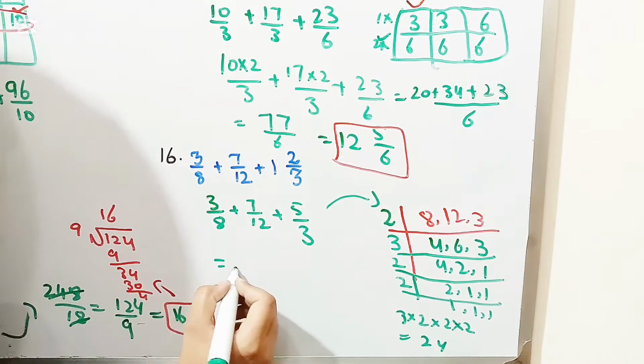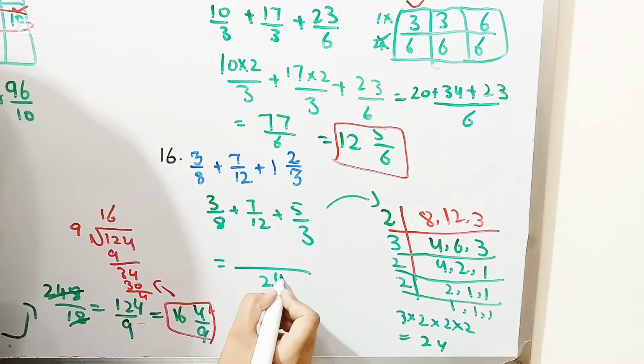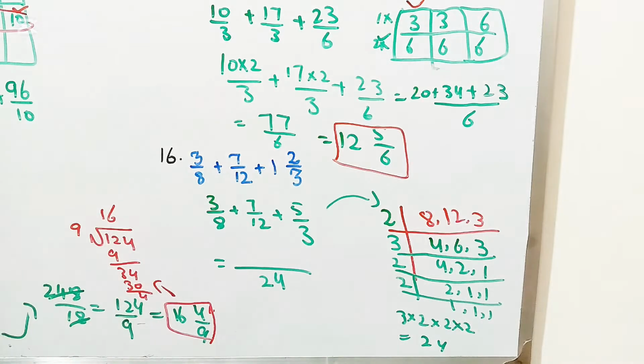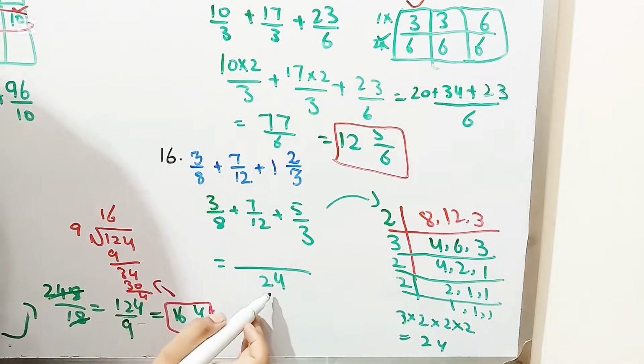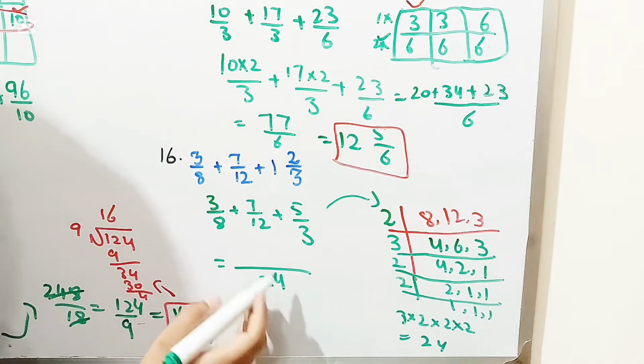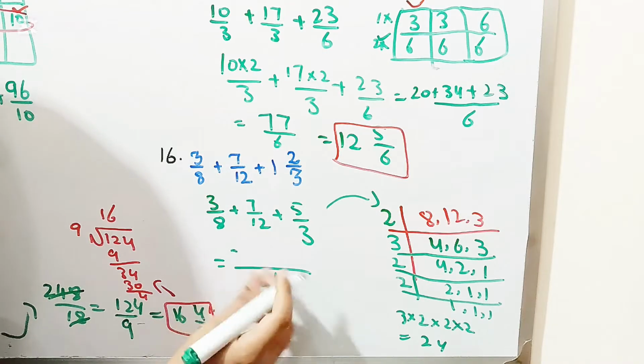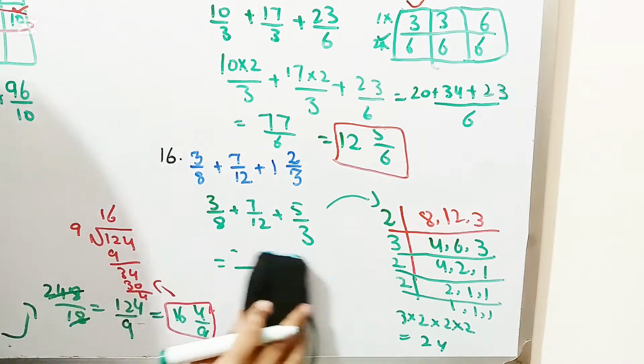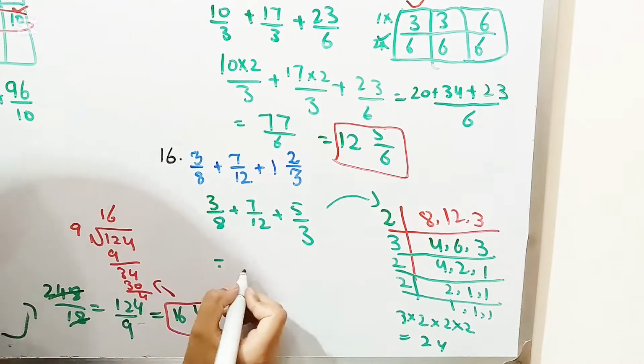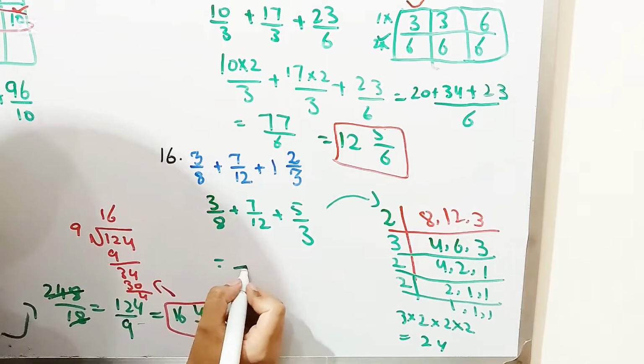Now I will take the LCM 24. 8 multiplied by 3, then I find 24. Then we multiply with 24.